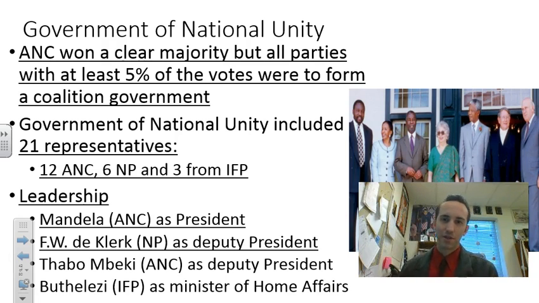The leadership will include Mandela as president, because they got the clear majority there. F.W. de Klerk will be the deputy president, which is kind of the vice president. Thabo Mbeki will be the deputy president as well. And then finally Buthelezi will be Minister of Home Affairs.